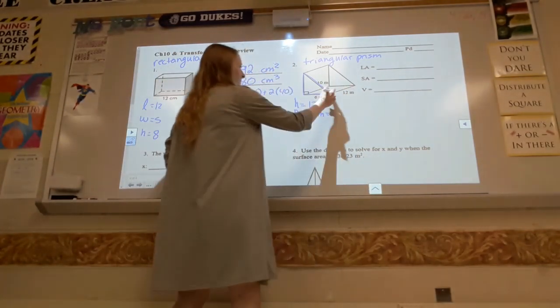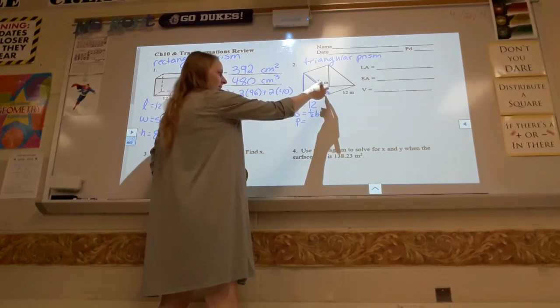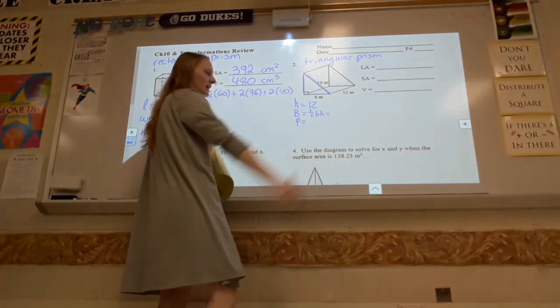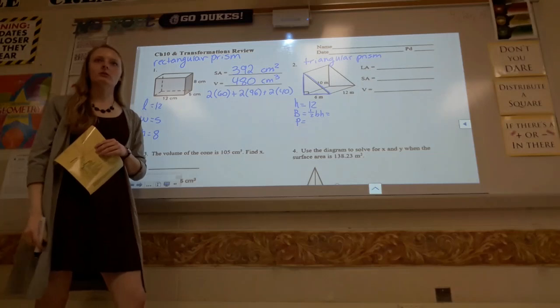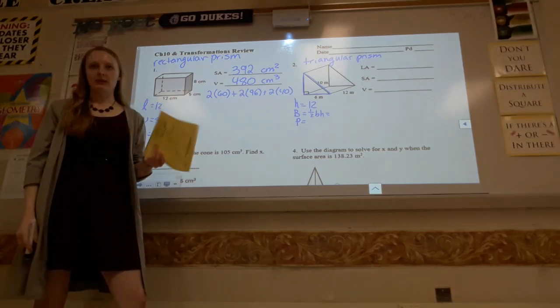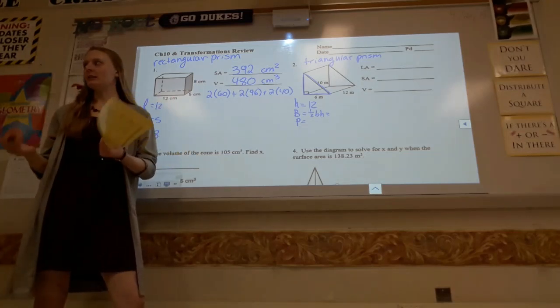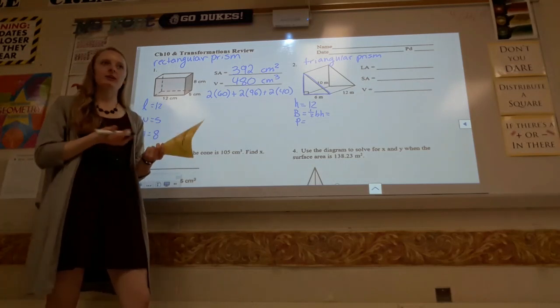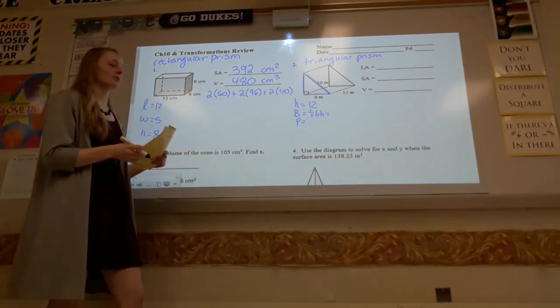So I know that this right here is the base, right? That's 6, and I know that the hypotenuse is 10, but I don't know the height of the triangle. Pythagorean theorem, right? When you're missing one side of a right triangle, use Pythagorean theorem to find it, so you can actually use that information.